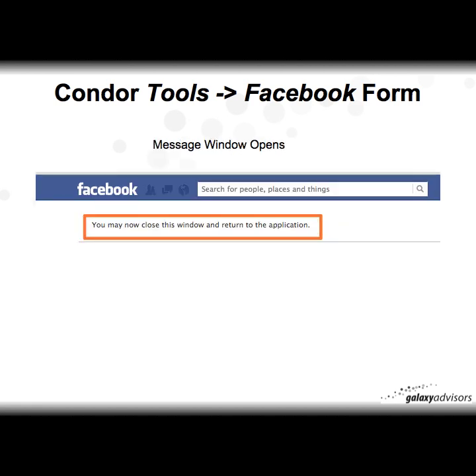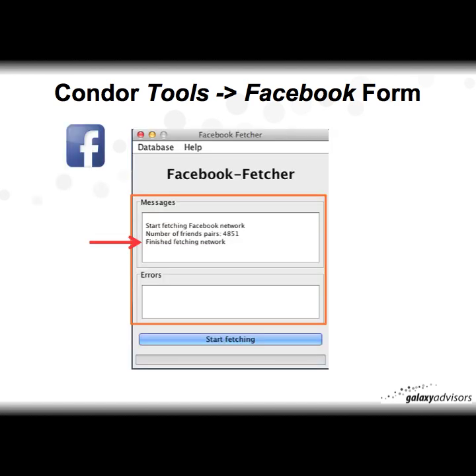Then a message will come up in your browser saying you may close this window and return to the application. At this point, you're going to see the message window start fetching. At the bottom, you'll see the blue bar move across as it progresses. It depends on the size of your Facebook network and might take a while, but eventually when the bar moves over, you'll see a message that says finished fetching network, which means you can close this window and then go to the next step of opening that database and visualizing it.